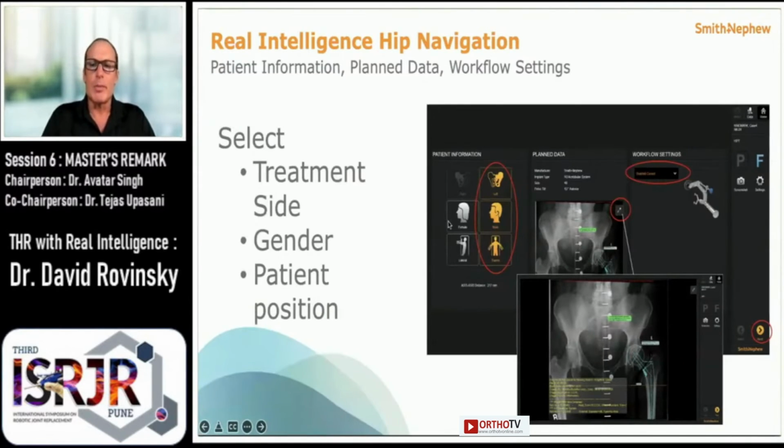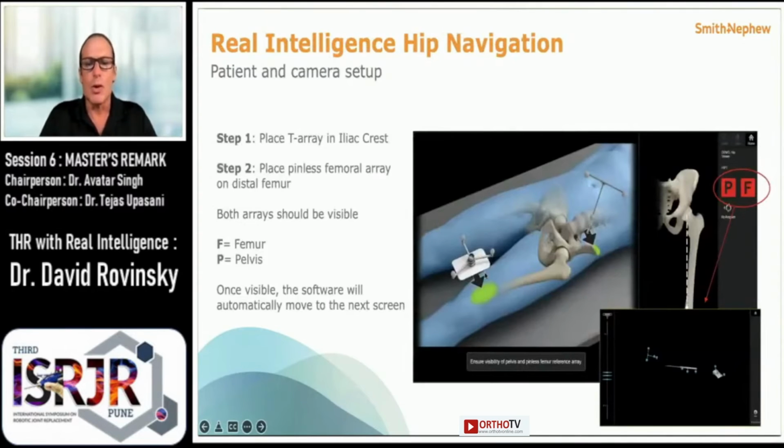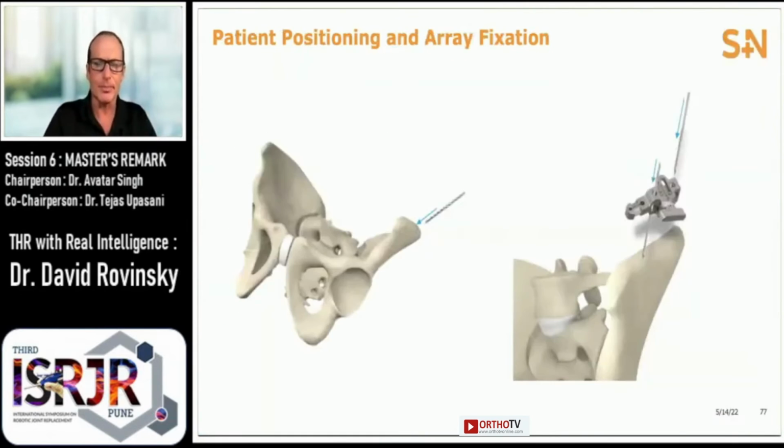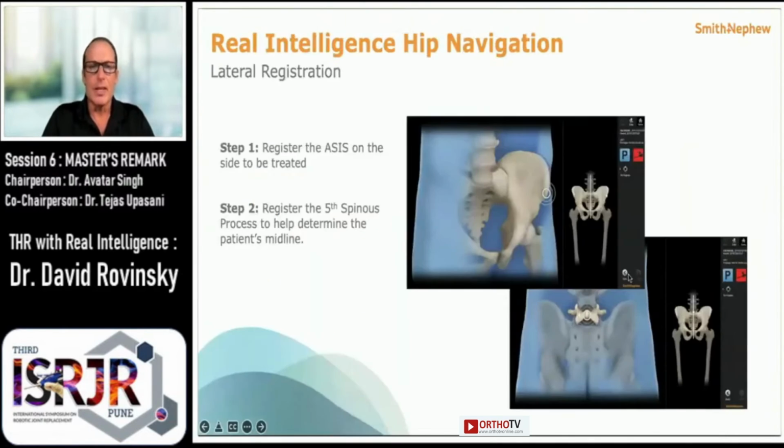So when you fire up the machine, you select right or left hip, male or female patient, supine or lateral approach. Pretty straightforward. You put this array, it's a non-invasive array on the femur, and this allows us to restore the femur to a zero position. So you're always bringing the femur back to the exact same spot when you're measuring leg length and offset. This array is mounted in the iliac wing. It's very straightforward. The small pins go between the tables of the pelvis.